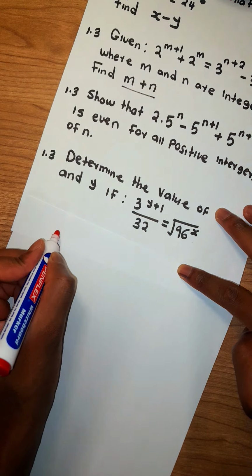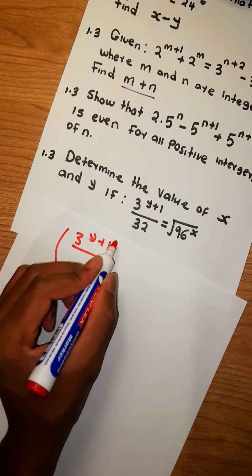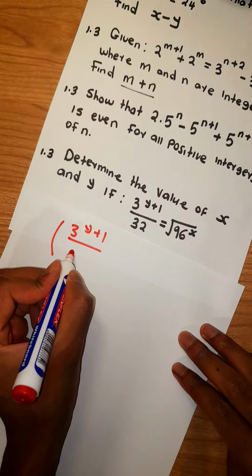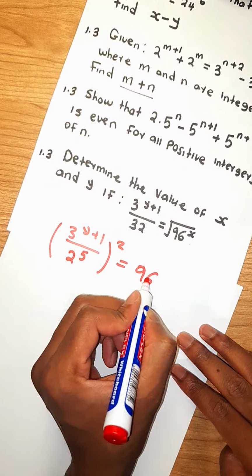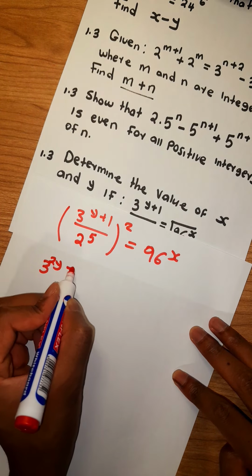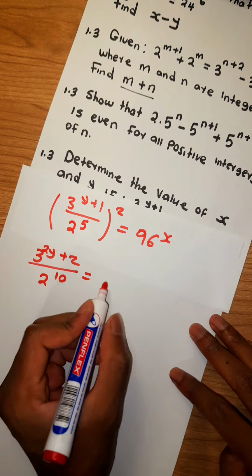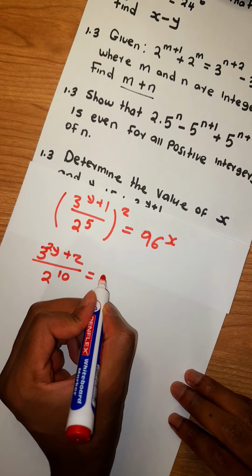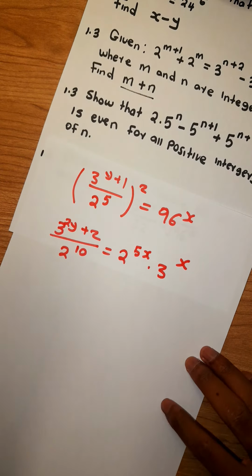So the first thing I said, we need to square both sides. So having 3 to the power y plus 1, that equals to, what is 32? Let's just change it. So we said 32 equals, shift, is going to be 2 to the power 5. We have squared both sides, and we're going to have 96 to the power x. So we will be left with 3 to the power 2y plus 2 divided by 2 to the power 10. That's actually going to equal, what is 96? So 96, okay, it's going to be 2 to the power 5x times 3 to the power x, right?